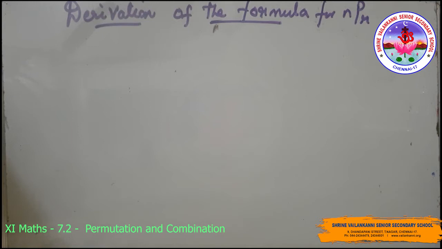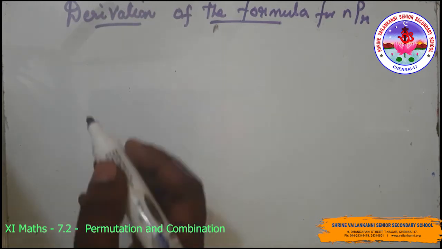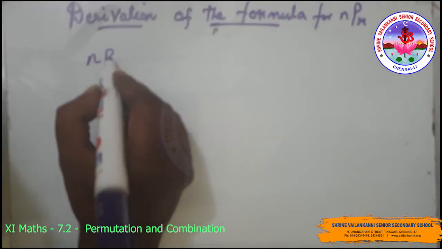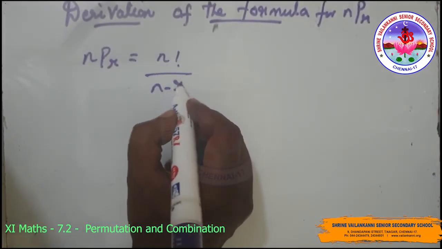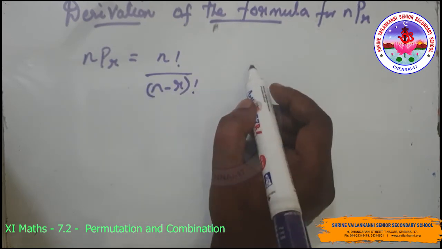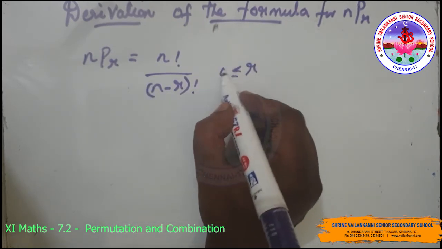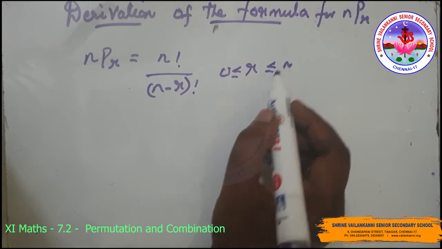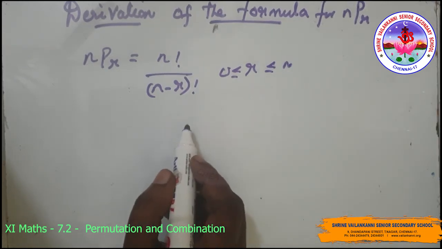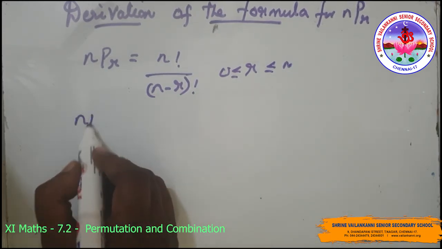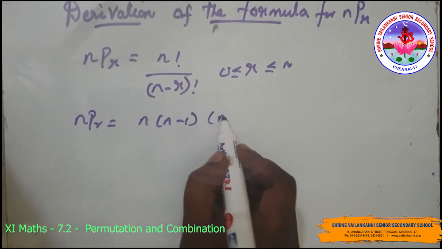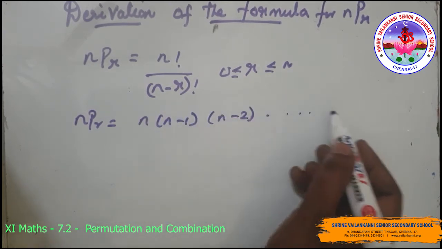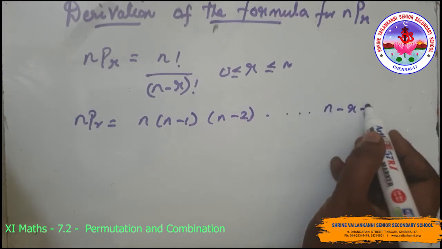So derivation of the formula for nPr. So nPr is n factorial by n minus r factorial, r lies between 0 and n. So using the first theorem, nPr, which is equal to n into n minus 1 into n minus 2 etc. n minus r plus 1.